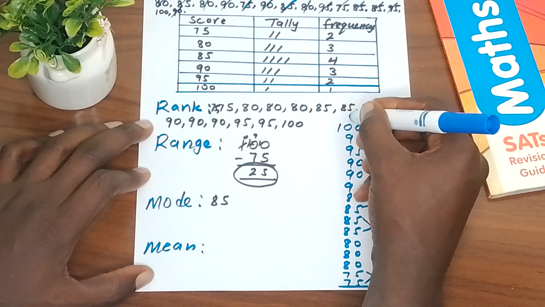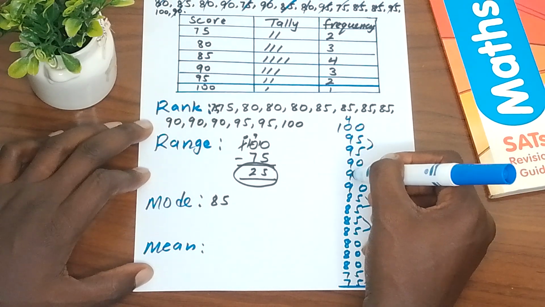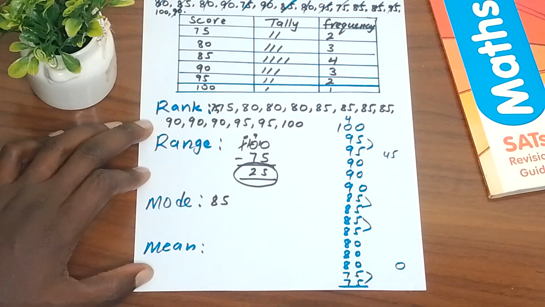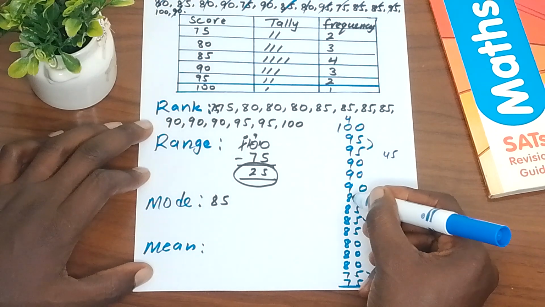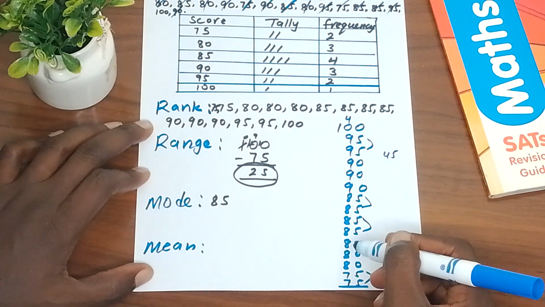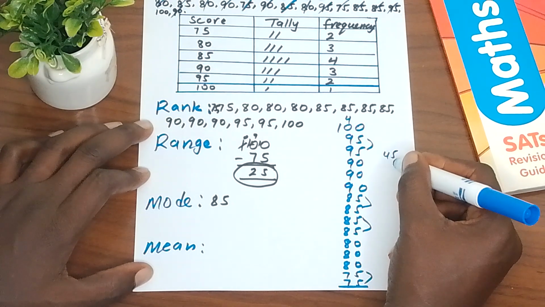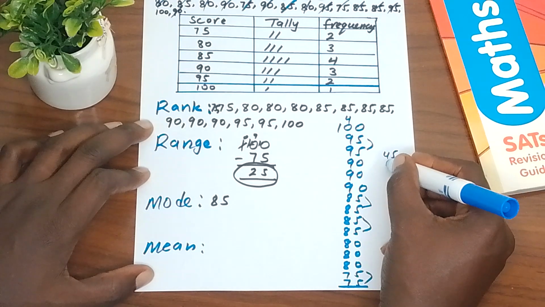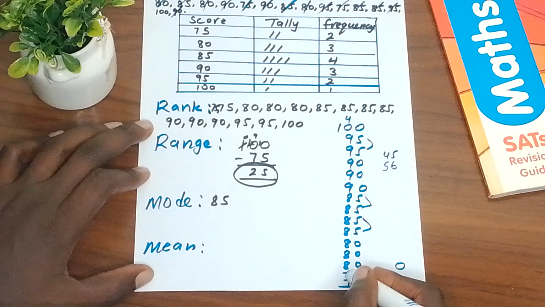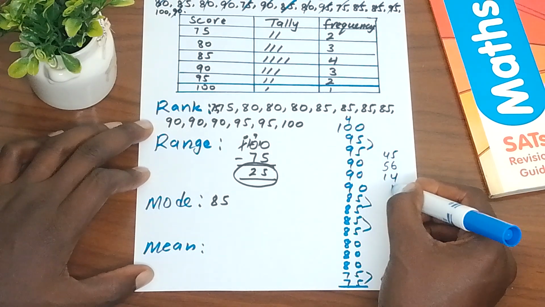So we write a 0 and keep a 4 here. Then in the 9s, we have 1, 2, 3, 4, 5. And we know 9 times 5 is 45. Then we go to 8, 1, 2, 3, 4, 5, 6, 7. And 8 times 7 is 56. Then we add the 7 plus 7, that is 14. And then remember the other 4.